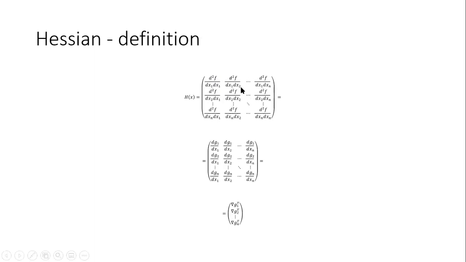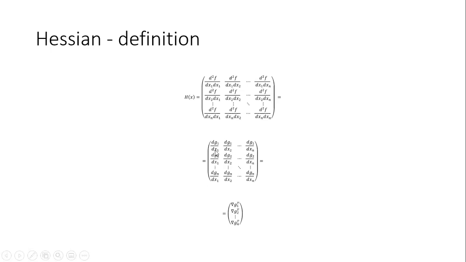Now, each element of the matrix can be written as a derivative of an element from the gradient g. So the first element is the derivative of the first element of g by x1, the second element in the first row will be the derivative of the first element of g by x2, and the last element of the first row will be the derivative of g1 by xn. We continue until the last element of the matrix, and this will be the derivative of the last element of g by the last element of x.